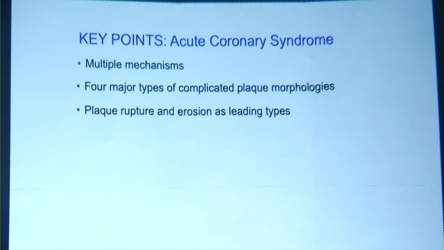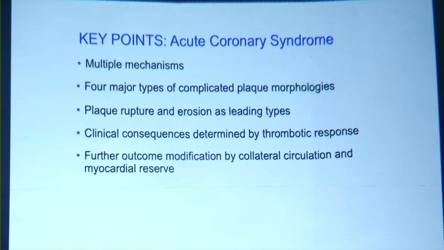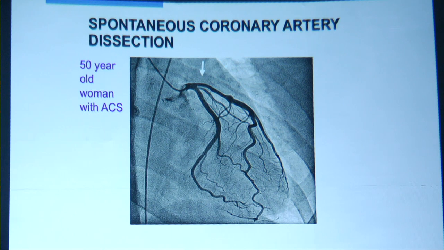So key points here about acute coronary syndromes: there are multiple mechanisms, four major types that we talked about, and OCT is really going to improve our understanding. So that's type 1 myocardial infarctions. And then, of course, as you know, type 2 is the current way of thinking about MIs that are not due to thrombotic mechanisms, and this is just a great example of SCAD, where you see, Tejas, is this something you see much, SCAD here?